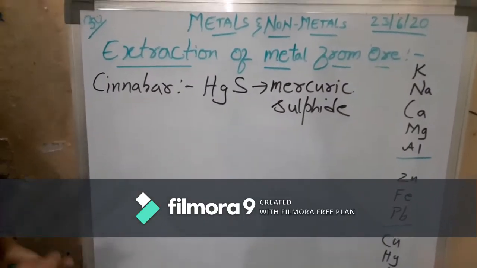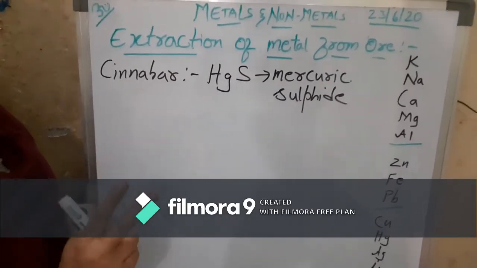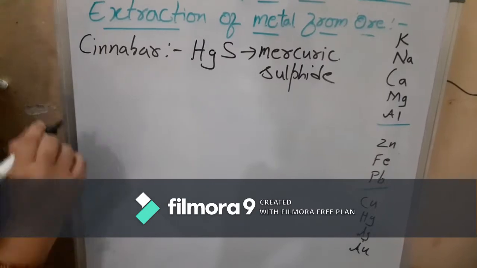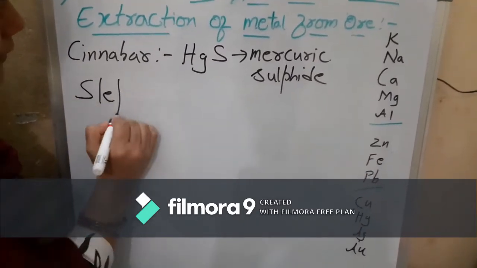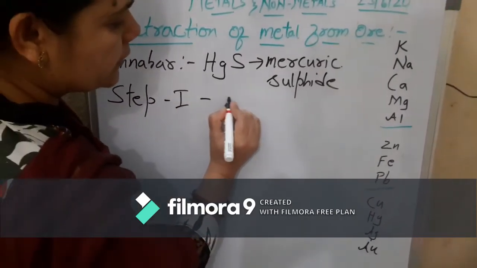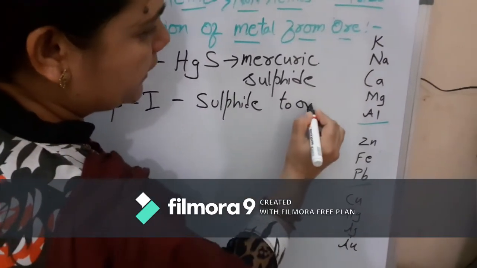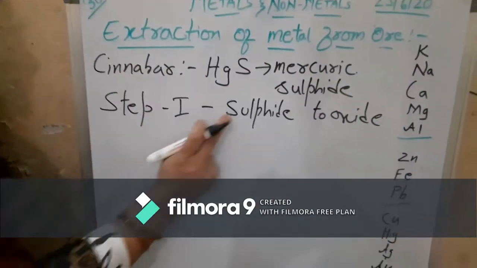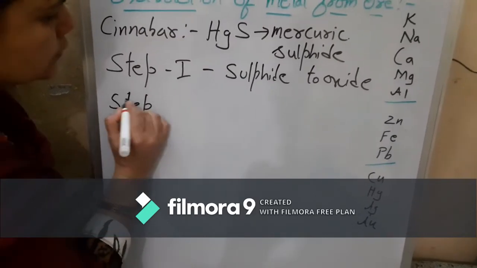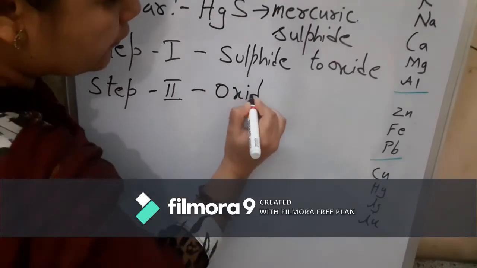Now remember, since these are low reactivity series metals, there are two steps followed in order to extract the metals of the lower reactivity series. How many steps, children? Two steps. What is the first step? Step 1 will be converting the sulfide ore to oxide. What is the first step? Converting the sulfide ore to oxide. And what would be my step 2? It would be extracting the metal from this oxide.